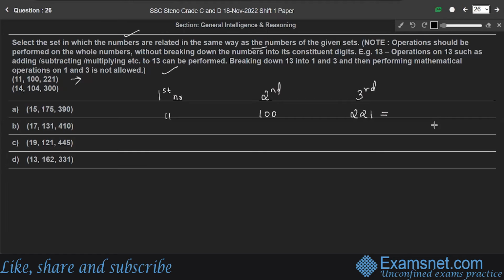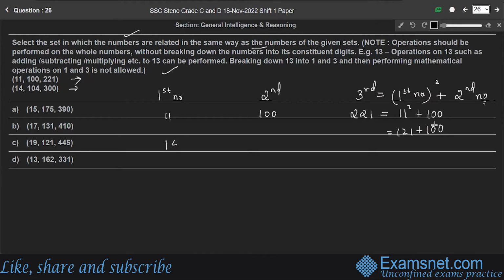So this 221 can be written as 11 square plus 100, since 11 square is 121, plus 100 will give you 221. Therefore, the third number is equal to the first number square plus the second number, right?